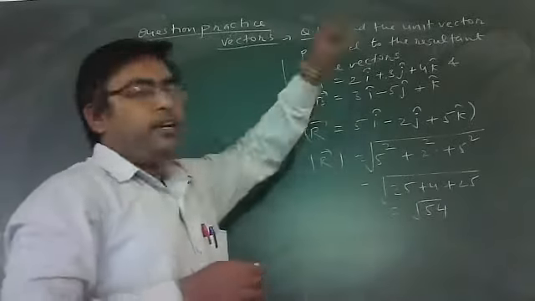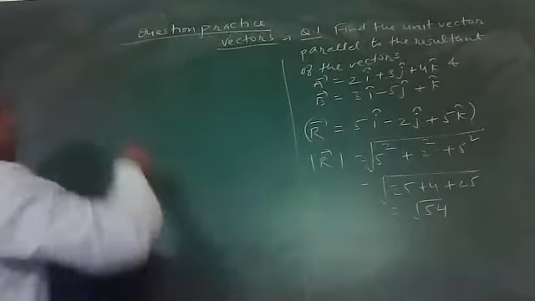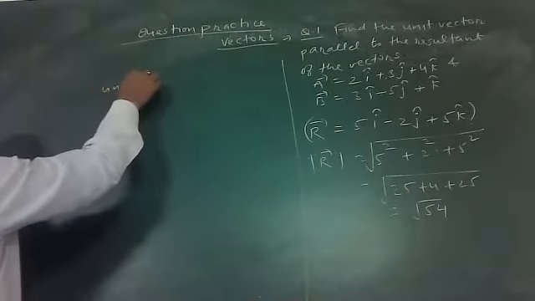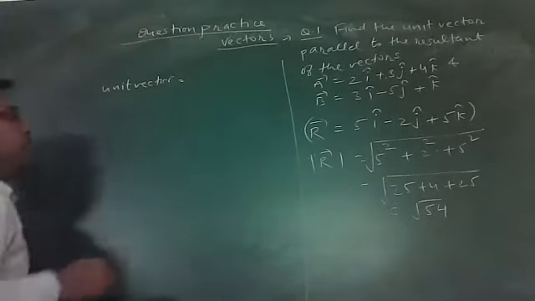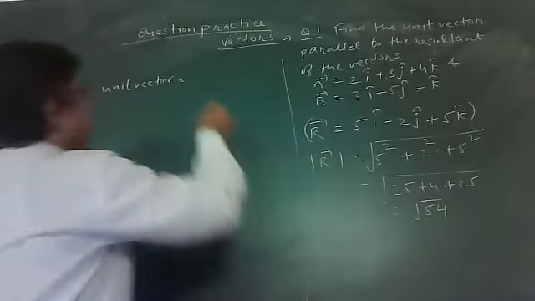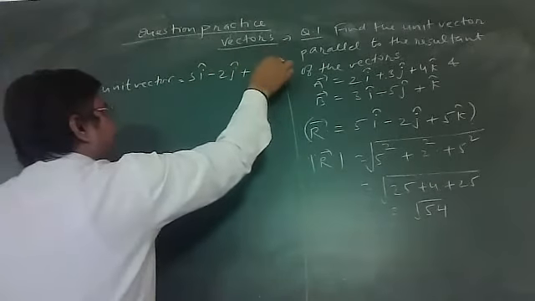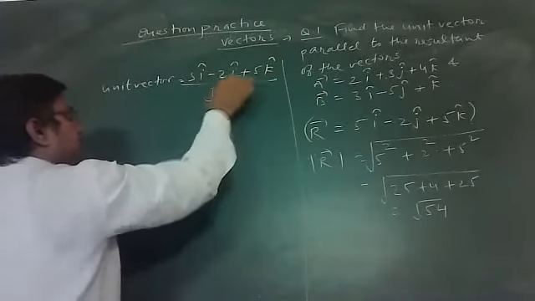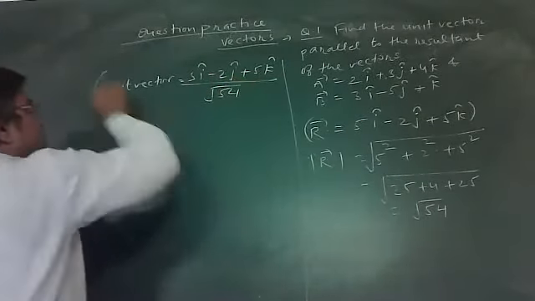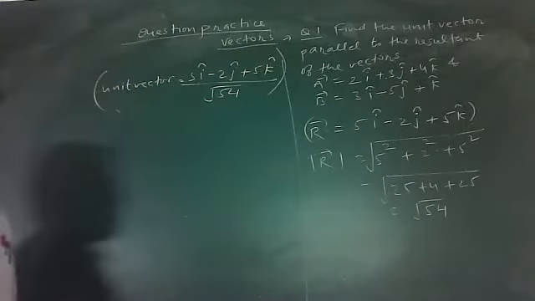Now I have to find the unit vector. What is a unit vector? A unit vector is the vector divided by its modulus. So what is the resultant vector? The resultant vector is 5i cap minus 2j cap plus 5k cap. And what is the modulus of this resultant vector? Root 54. This is your final answer. This will be the unit vector.